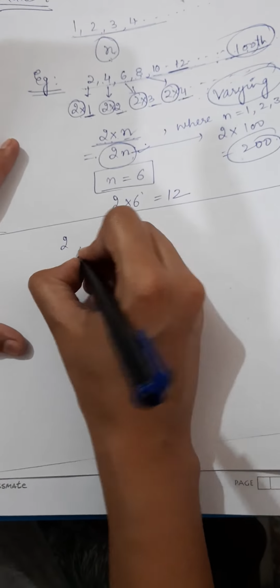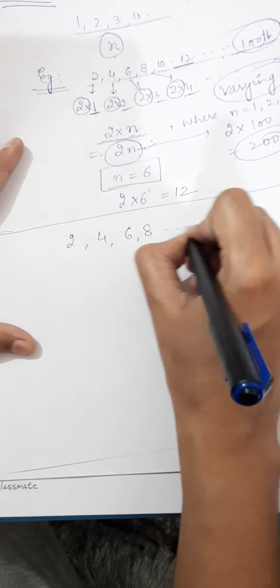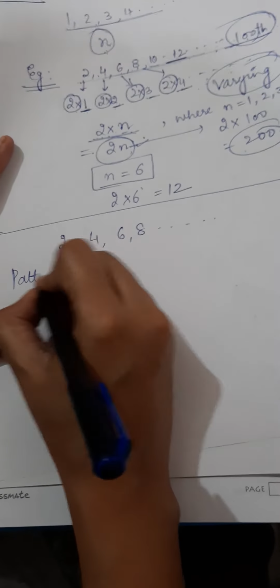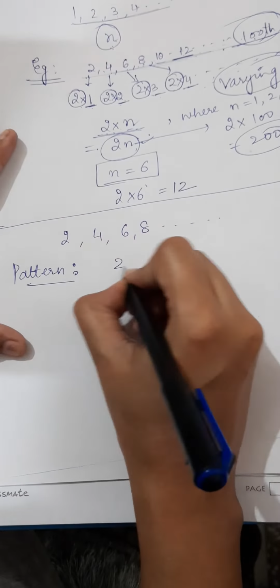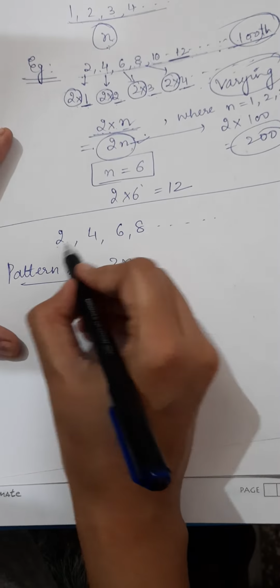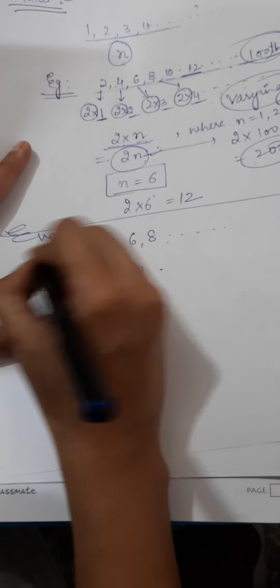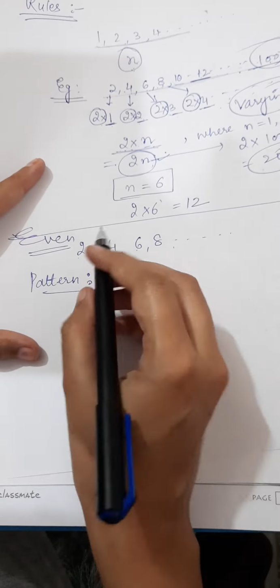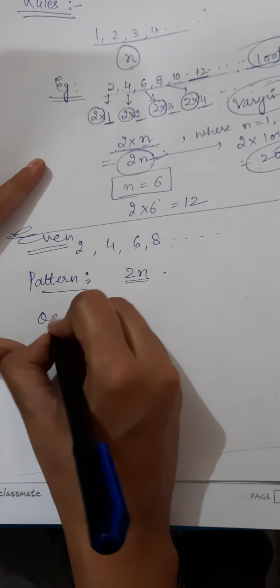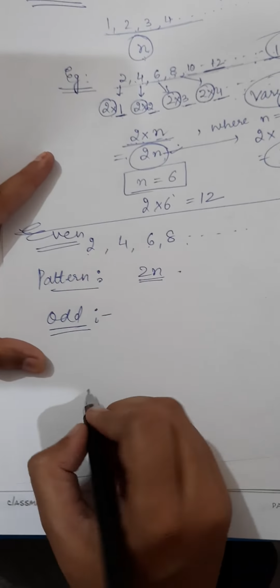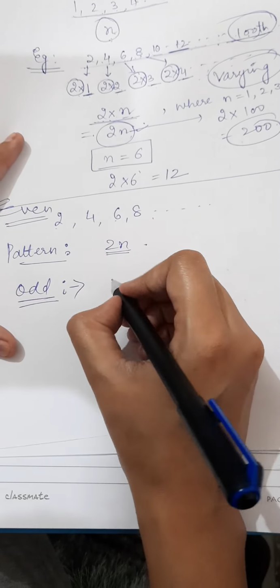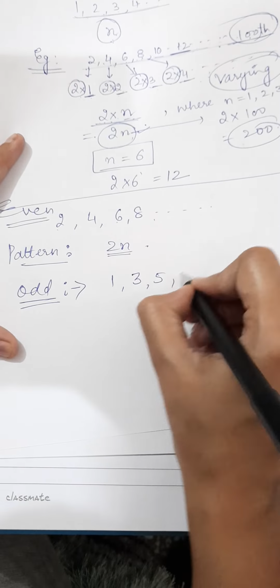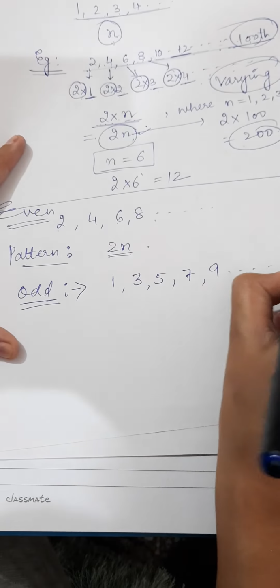Since you have got to know 2, 4, 6, 8 and so on, what will be the pattern for this? It is going to be 2n. All these are even numbers, so for even numbers the pattern is 2n. What is the pattern for odd numbers? What are the odd numbers? 1, 3, 5, 7, 9 and so on.